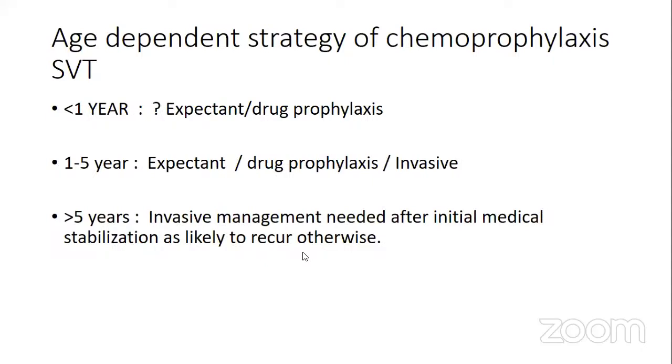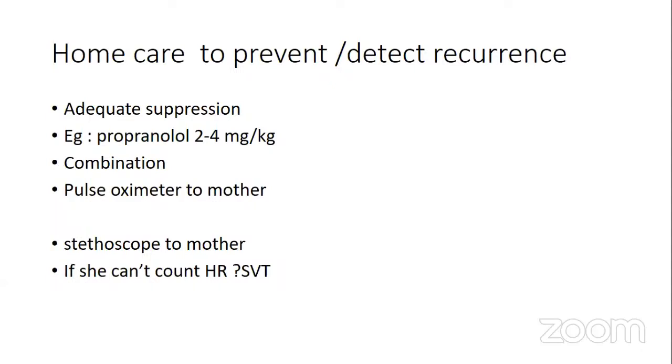What is the home care to prevent or detect recurrence? For adequate suppression, propranolol 2 to 4 mg per kg, and the mother is taught to detect by giving a pulse oximeter, and the mother is given a low cost stethoscope. So when the mother cannot count the heart rate, she is told that it is SVT.